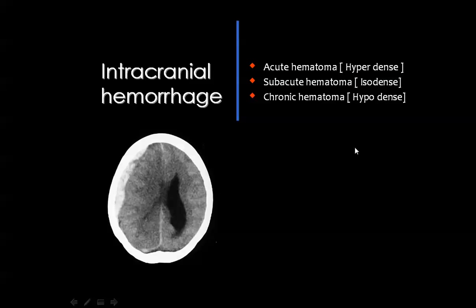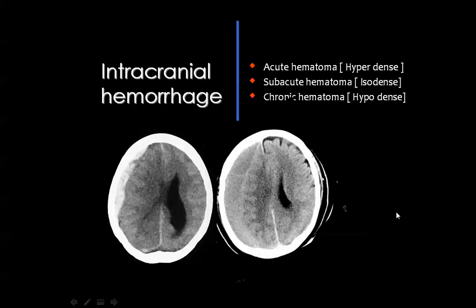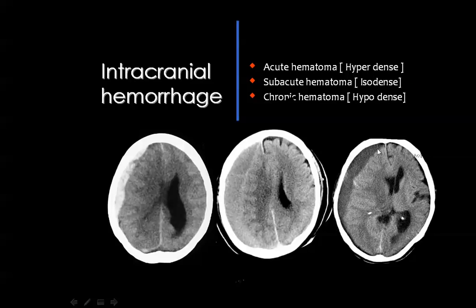Then look at here, this is the blood which is hyperdense compared to the normal brain parenchyma, and this is acute hematoma. And here is the blood which is black or hypodense compared to the normal brain parenchyma, and this is the chronic hematoma. And this hematoma is approaching the same density of the brain tissue, and this is a subacute hematoma.